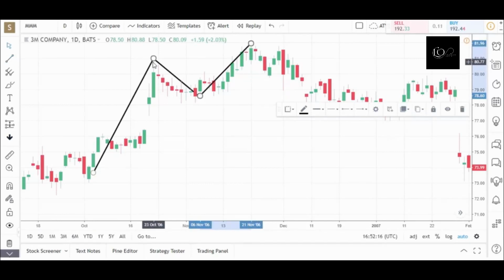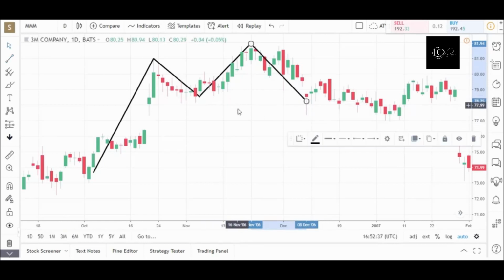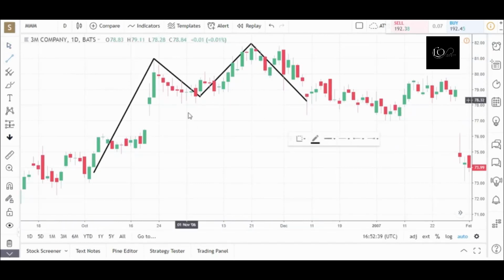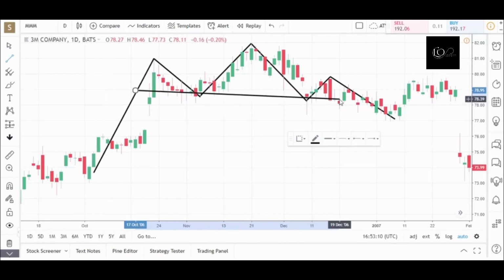So this first high is our shoulder, and then we have a head here. The stock pulls back again to this level, attempts to rise, and our second shoulder, it doesn't get quite as high as the first shoulder, and then the stock moves down. Now in this case, the stock breaks the neckline, which is here.